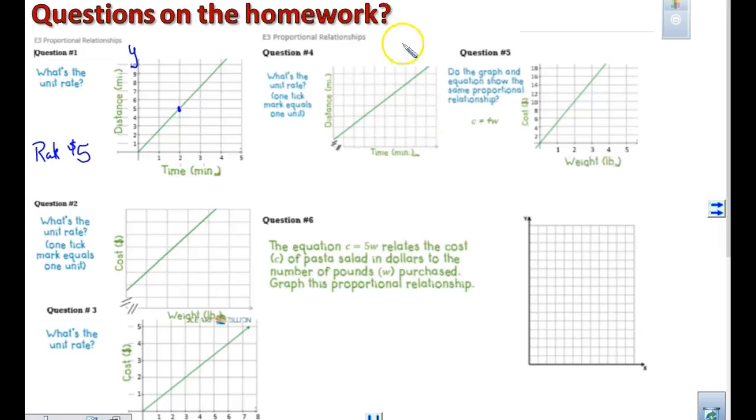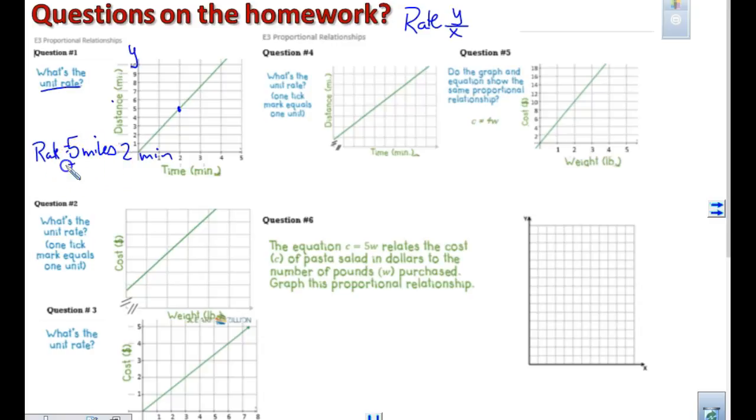So over on the board I have for rate. Remember, rate is always Y over X. So $5 per, not $5, what are we talking about? Minutes? 5 miles. 5 miles per 2 minutes. That is my rate. It doesn't want the rate, it wants the unit rate, which means, Robin, I need to do what?